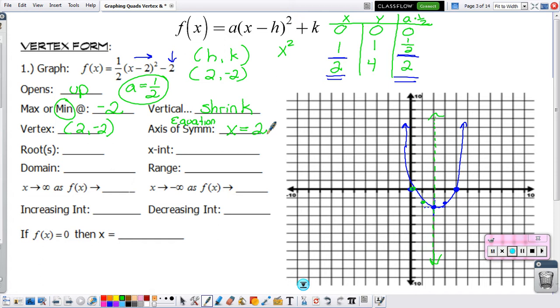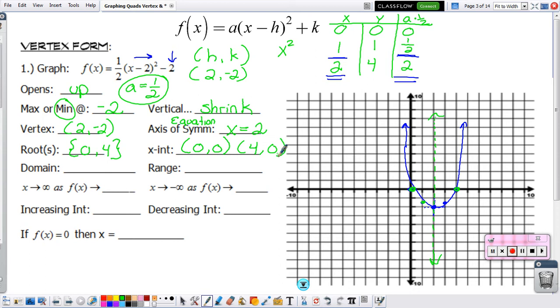The roots of this graph, if you remember, roots are solutions or x-intercepts. So you're looking to see where that graph crosses the x-axis. The roots here would be 0 and 4. The x-intercepts have to be written as ordered pairs: 0, 0, and 4, 0.